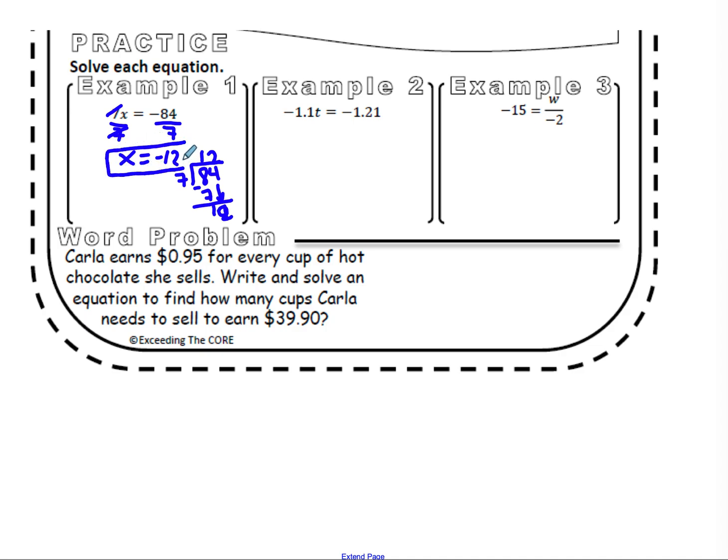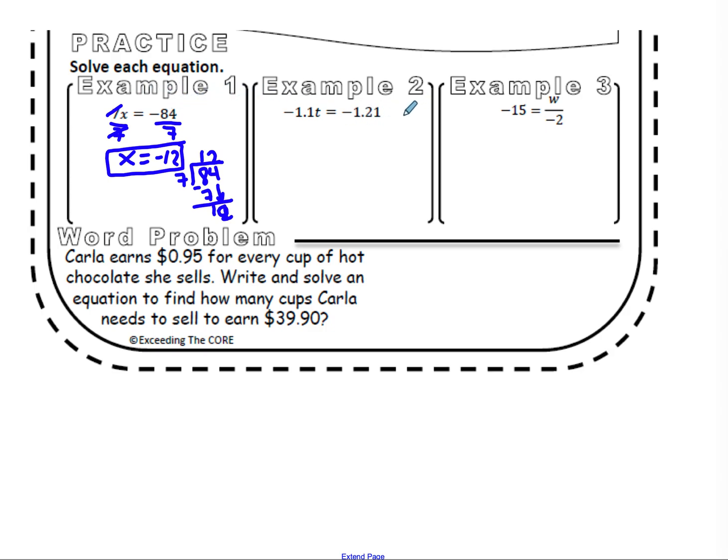Just like with our addition subtraction equations, you need to make sure you're reading the directions. If they say to check, you need to write a check. If they don't say check, then you at least need to mentally check. So here our -12 would be our x. 7 times -12 is -84. And yes, that is correct.